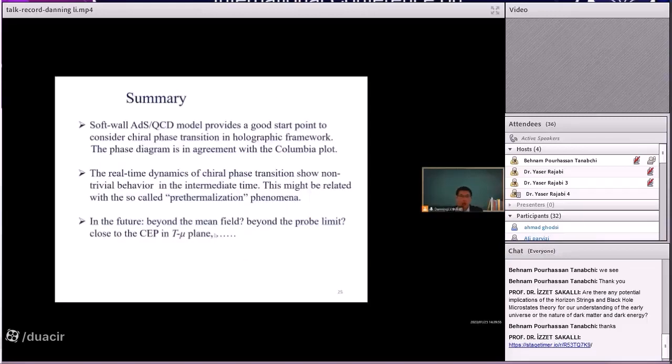Okay, let me give a short summary. We have seen that the soft-wall model provides a good starting point to consider the chiral phase transition. The phase diagram is in good agreement with the Columbia plot. And if we consider the real-time dynamics, it's interesting to see that we can produce a very similar phenomenon to the pre-thermalization phenomenon. And we can extend all these studies in the future.